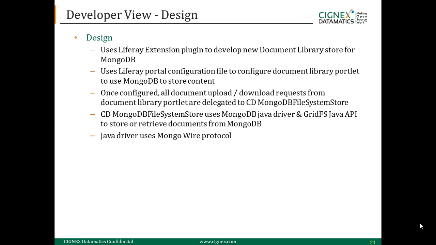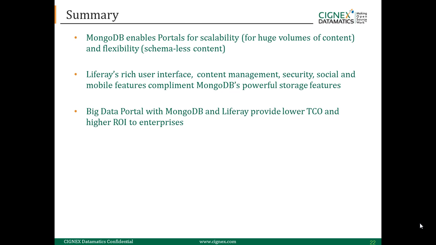Now on the design side, as I had earlier discussed, we had the document library which was customized on the Liferay side. We configured many of the files on the Liferay side for the properties. We used the wire protocol to build a Java driver, or basically we used the Java driver to build this. We have built an implementation class called MongoDB file system store. It internally uses the MongoDB Java driver and the GridFS Java API, which actually stores and retrieves documents from MongoDB. These were the things used from the Liferay side to upload and download various files through the document library portlet.